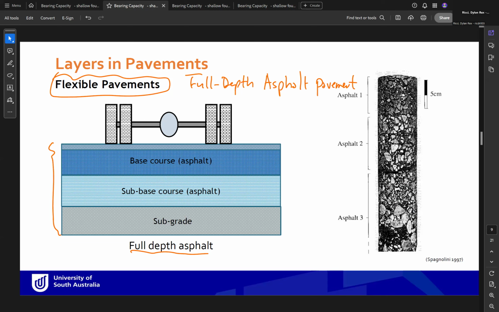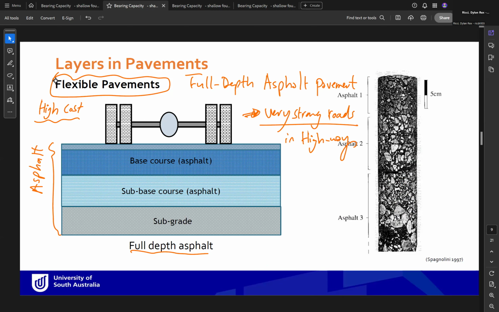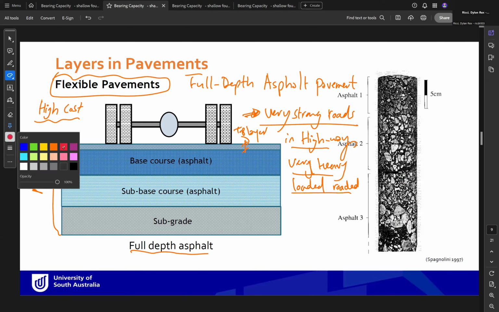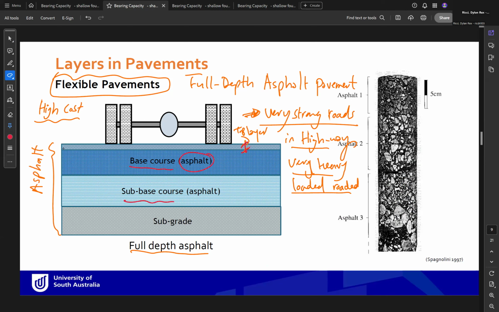So here in this type, all the layers are from asphalt. This type of road is high cost, but this is needed sometimes when you need very strong roads, in highways, for example, which are very heavily loaded routes. So in some cases, when you need strong routes, you need to make all the layers from asphalt. For example, the top layer, the base course asphalt, the sub base course asphalt. So all the layers are from asphalt.